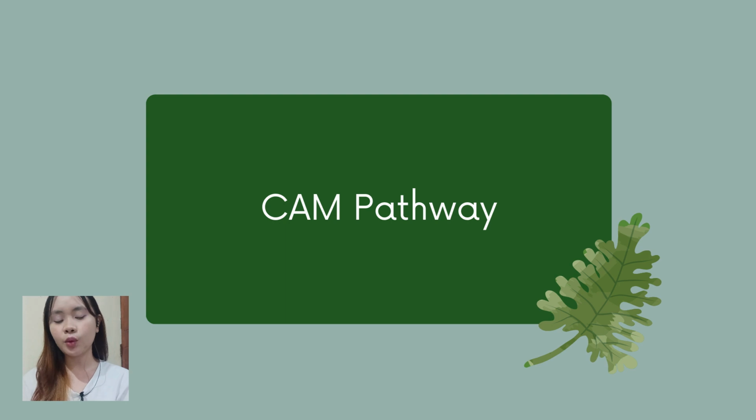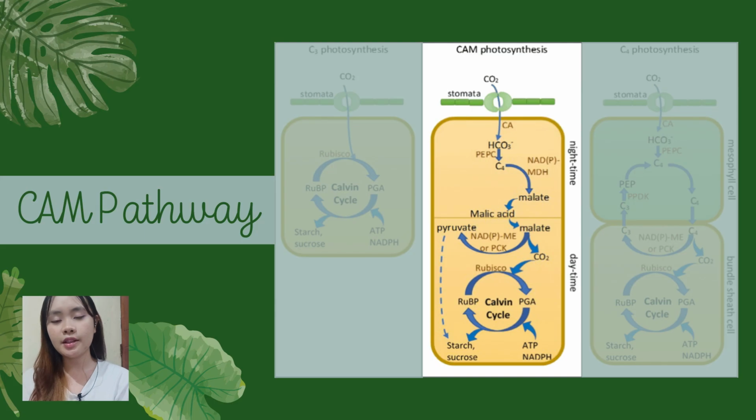Lastly, the CAM or crassulacean acid metabolic pathway, whose name comes from the family of plants in which it was first observed, the Crassulaceae. So unlike the C4 pathway wherein the locations where the reactions occur are separate, in the CAM pathway, the reactions occur at separate times.